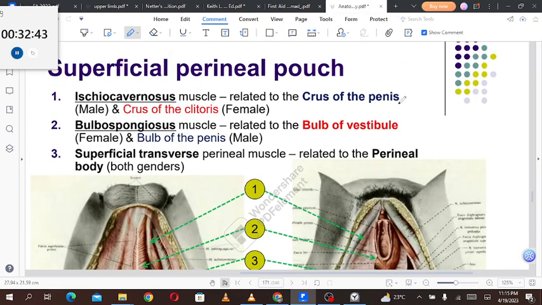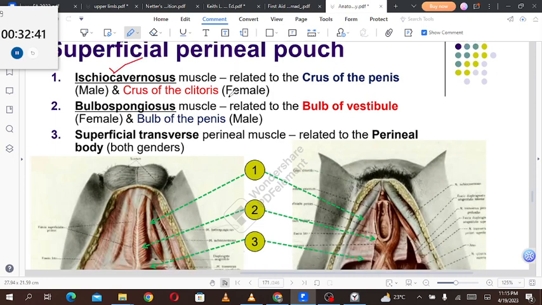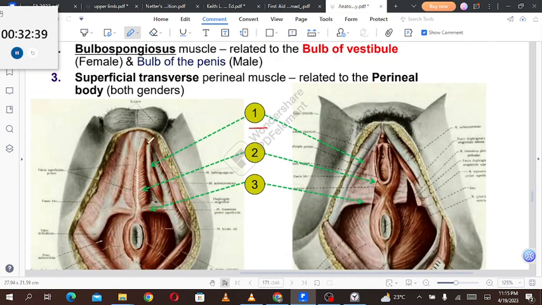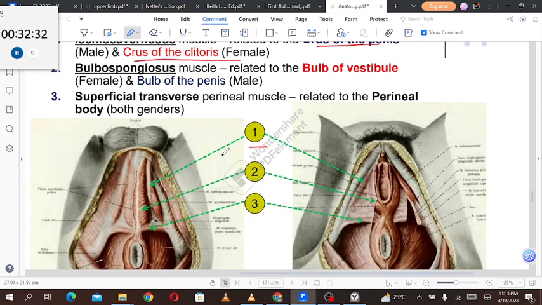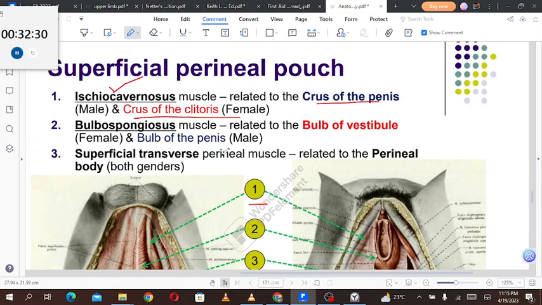Talking about the superficial perineal pouch, we'll find the ischio-cavernous muscle. Number one, this is the ischio-cavernous muscle. The ischio-cavernous muscle is related to the crus of the penis in males and the crus of the clitoris in females. Okay, that is the ischio-cavernous muscle.